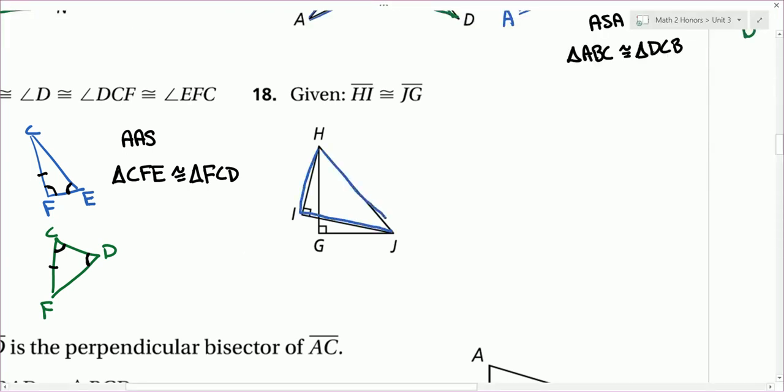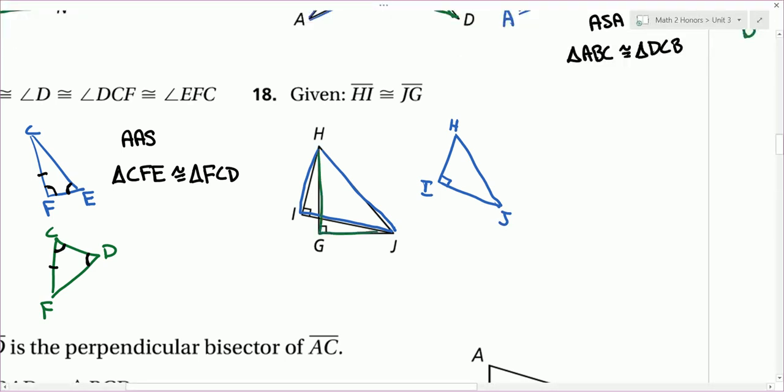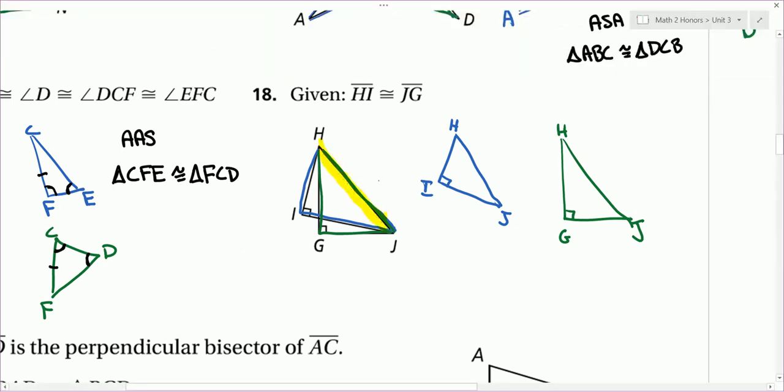I'm tracing in blue. I'm going to write first. It's a right triangle. H, I, J. The second one, also a right triangle. G, H, J. What do they share? They share a side, HJ. Mark that on both triangles. And then what's given? HI is congruent to JG. These are both right triangles, corresponding congruent hypotenuse, corresponding congruent legs. So these are congruent by hypotenuse leg.